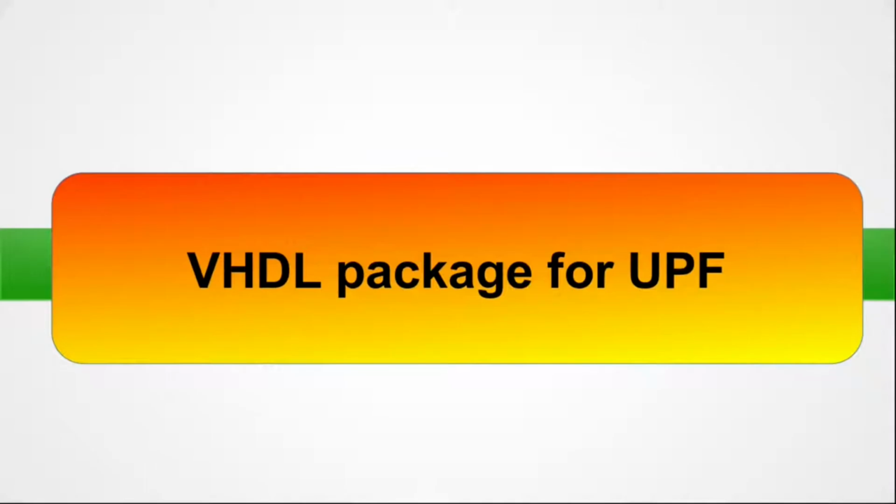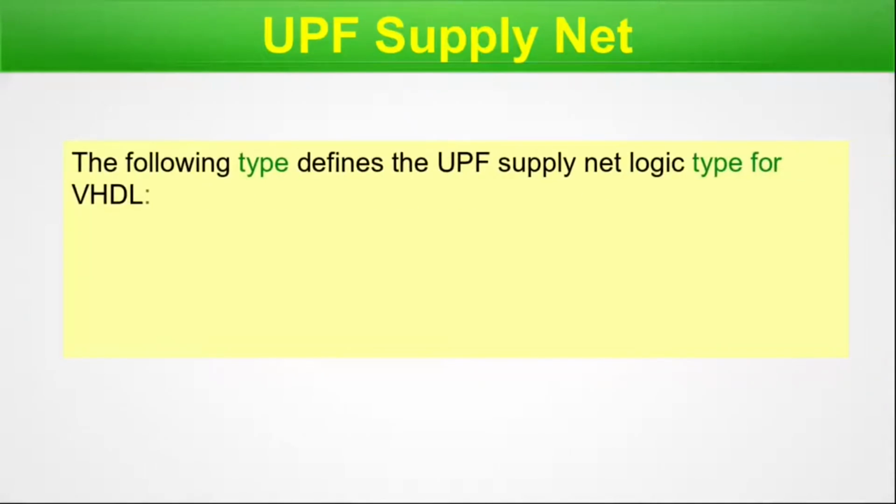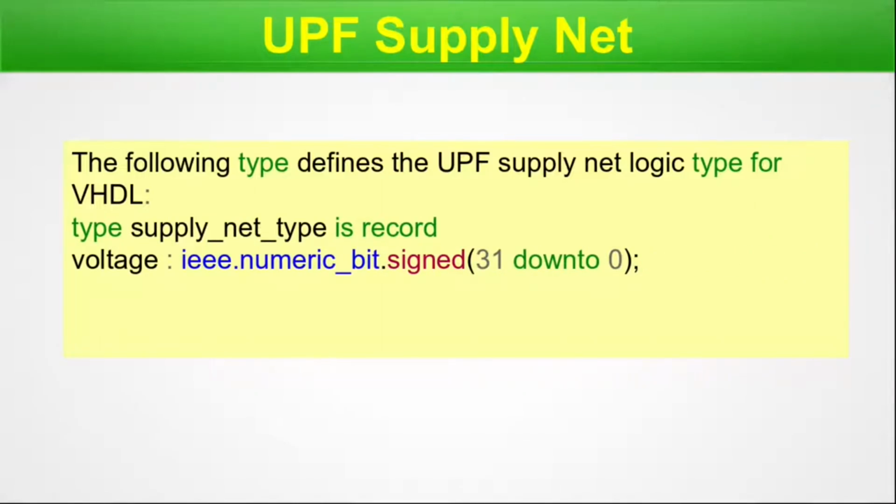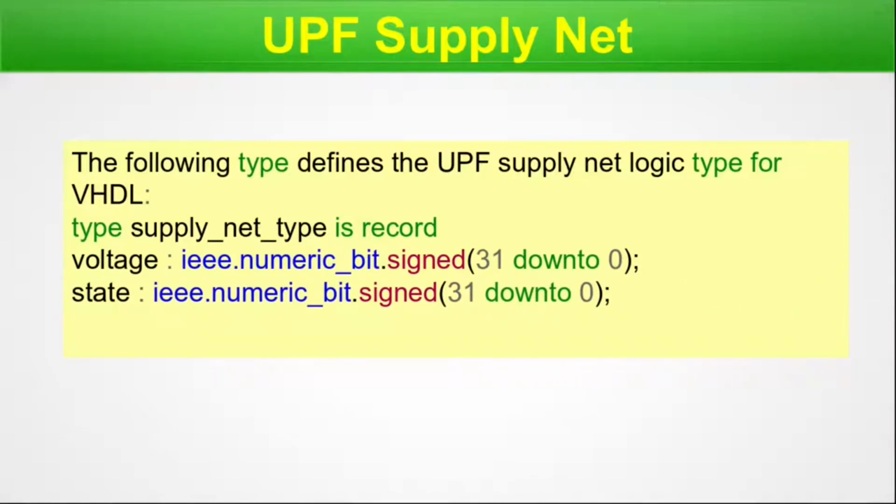Here we are with the VHDL package for the UPF. UPF supply net. The following type defines the UPF supply net logic type for VHDL. Type supply net type is record, and then we have voltage, IEEE numeric bit signed, then we have the bus size 31 down to 0. State is again the IEEE numeric bit signed, 31 down to 0 is the bus size, and we end record here. So we are done with this one. Let's move on to the next slide.